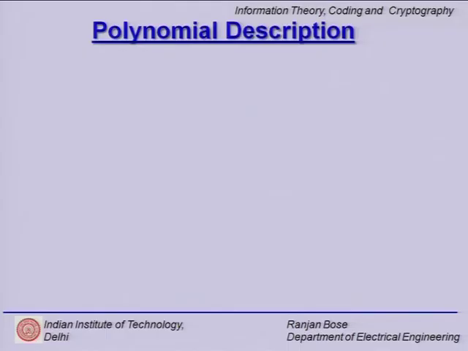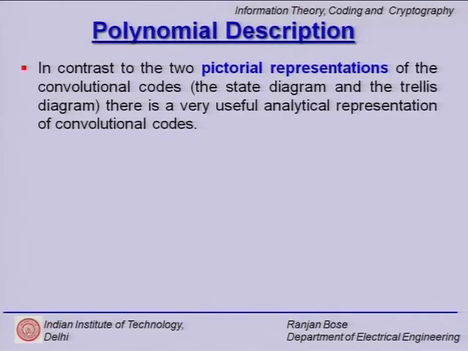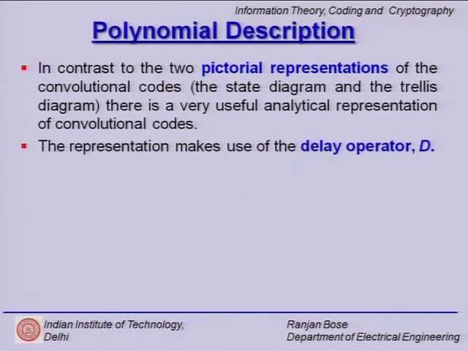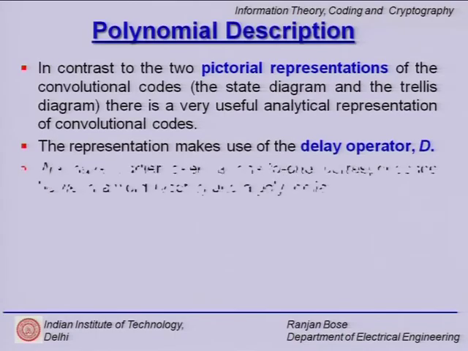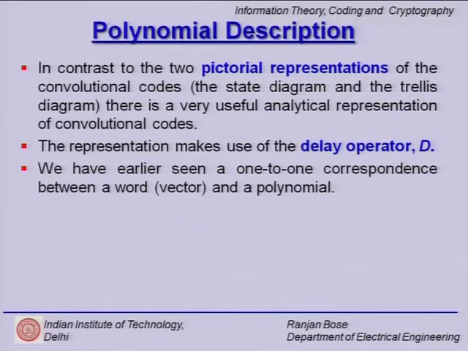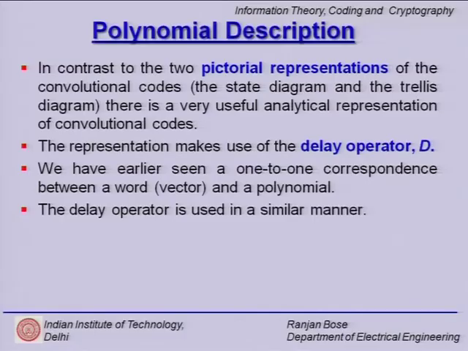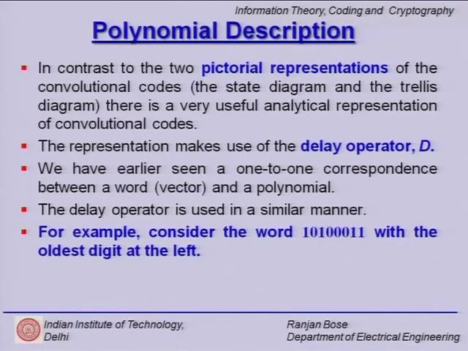Now, we have a very nice succinct polynomial description. So far we have considered pictorial representation in terms of state diagram and trellis diagram. We will now go for a polynomial description using a delay operator. Why a delay operator? Because it is very handy. We already have a shift register where every shifting operation is a delay operation. So, we already know that there is a one-to-one correspondence between a vector and a polynomial. We have seen that in earlier codes. We will use the delay operator in a similar manner.